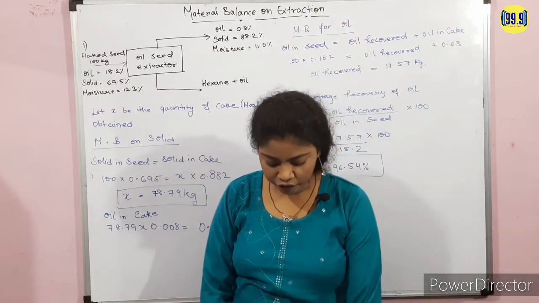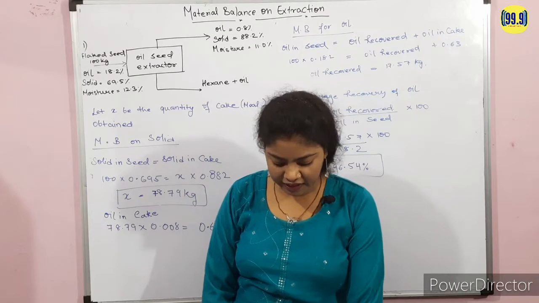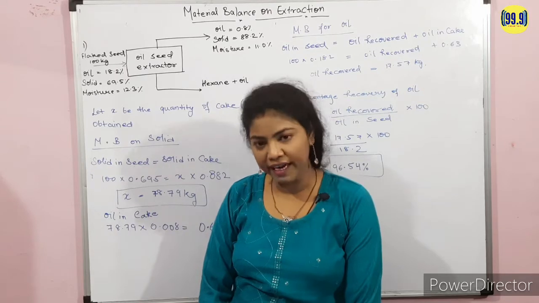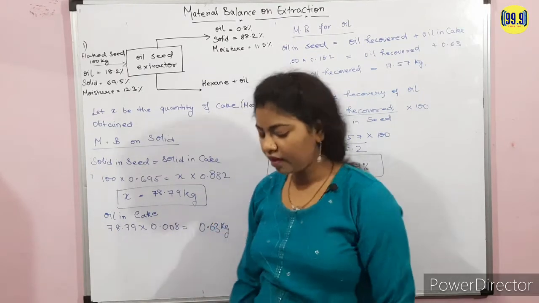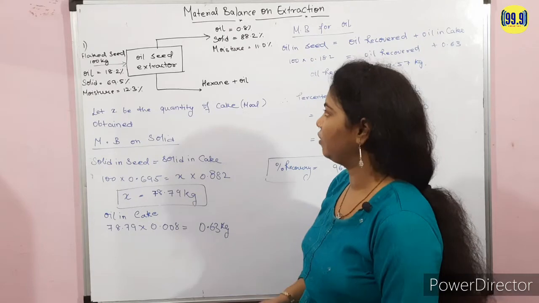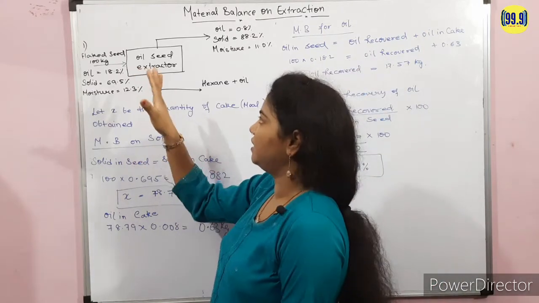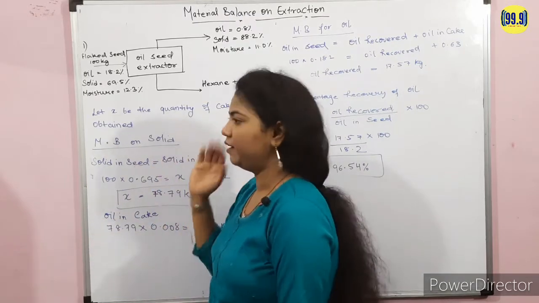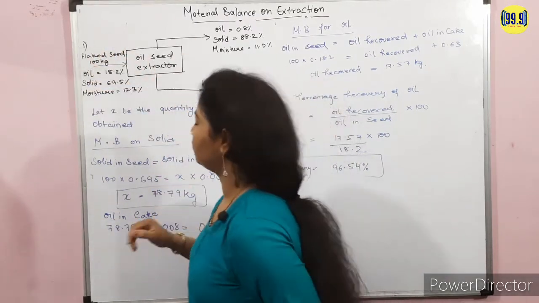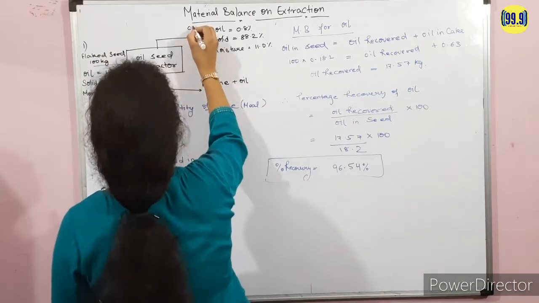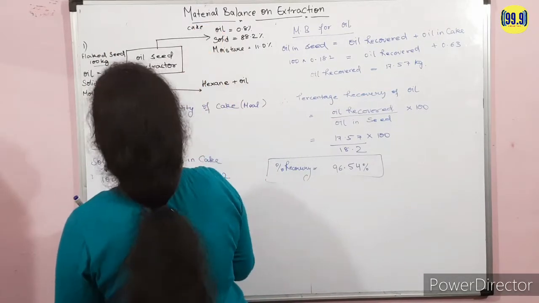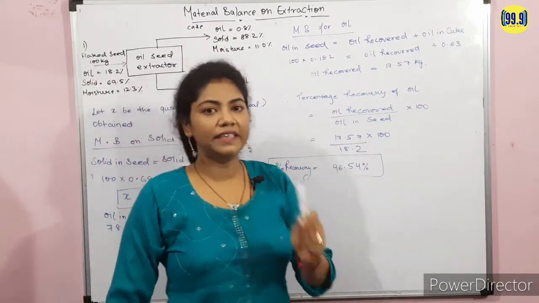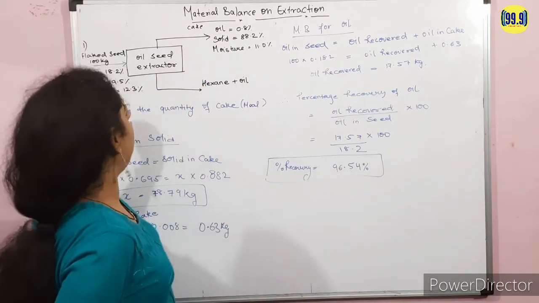We have to find the percentage recovery of oil, and all percentages are weight fractions. So the first thing is to calculate the percentage recovery of the oil. This is all the given data of the extract phase, the raffinate phase and the feed. So we are going to take a basis of 100 kg of seed.